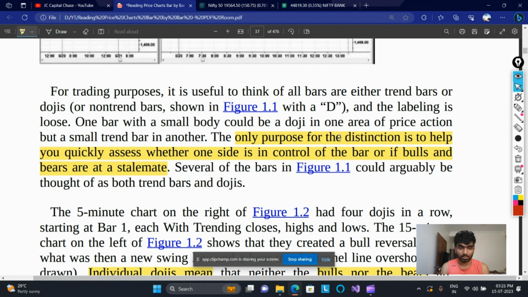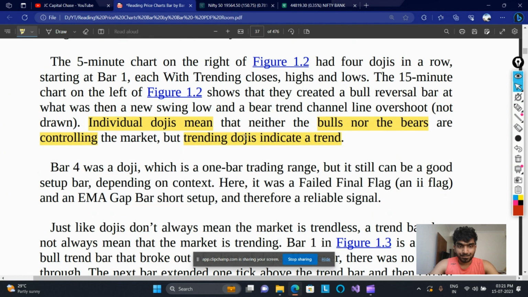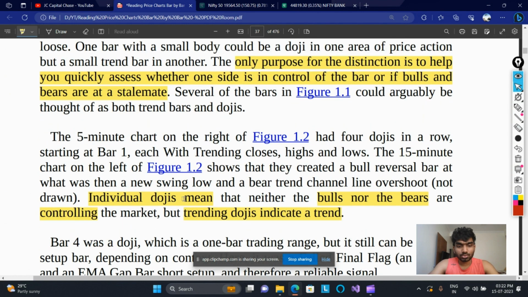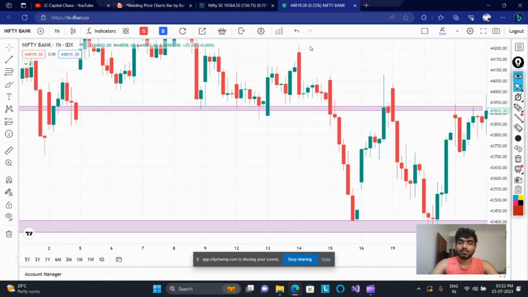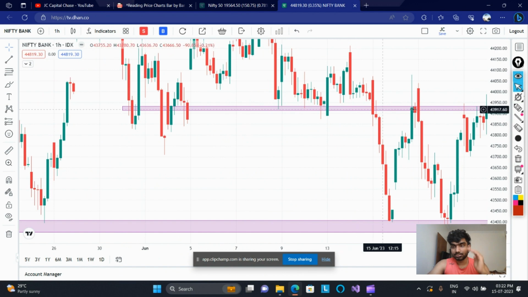But if you see a good bearish candle or a bullish candle, it means that the market is in control of someone else. So if you try to find out who is in control, then you can make a good trading decision to make a good risk reward trade. So an individual doji means that neither bulls nor bears are in control, and trending doji means an indicated trend. That means trending bars can indicate the trend is going to continue.